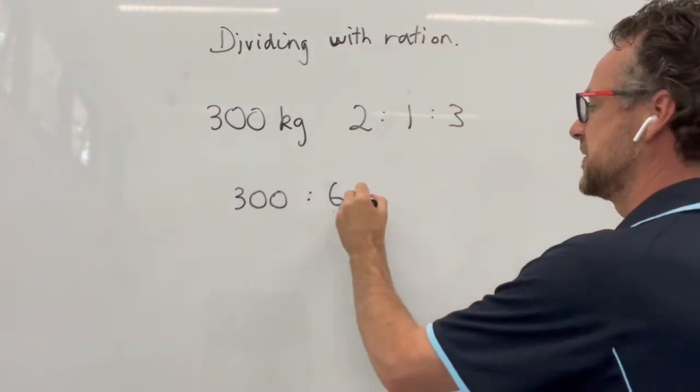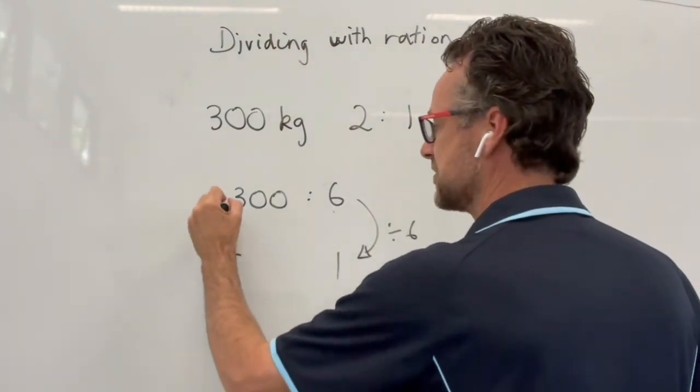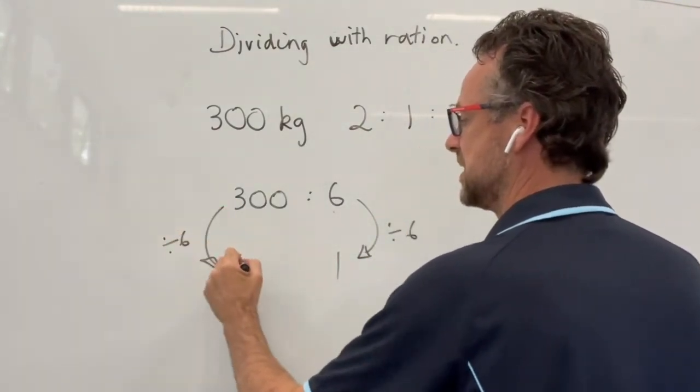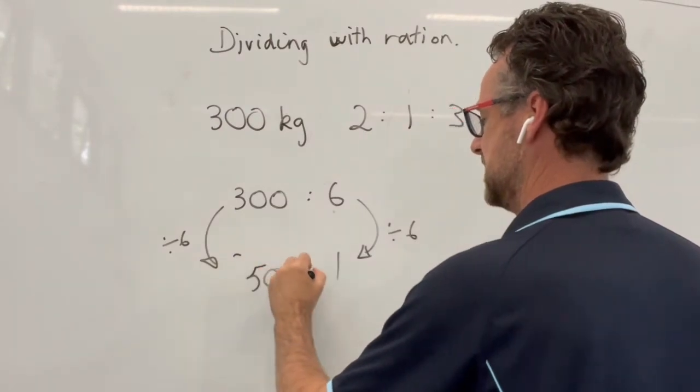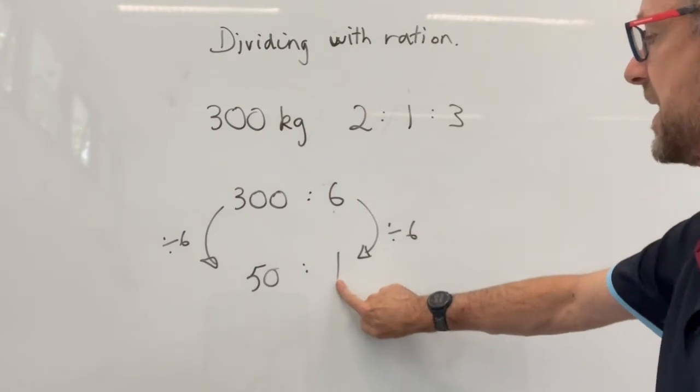And we want to simplify this. So 6 divided by 6 gives us 1, and 300 divided by 6 gives us 50. Okay, because 6 times 50 is 300. And then for each one part, we're going to get 50.